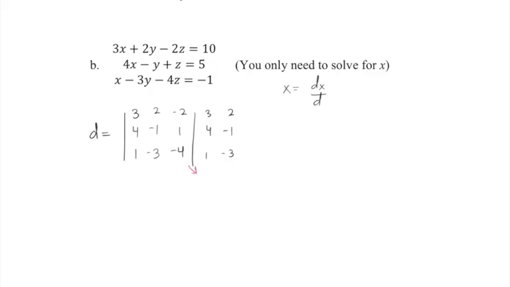So that product is 12. The product of these three numbers is 2. And the product of these three numbers, -8 times -3 is 24. Now, I'm going to go this direction. The product of these three numbers is 2. The product of these three numbers is -9. And the product of these three numbers is -32.